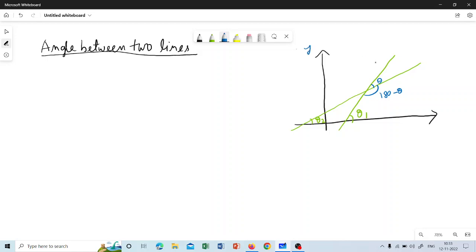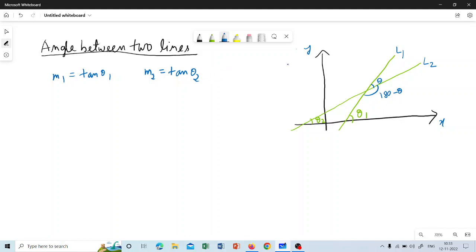Label the axes as x and y. Consider that theta 1 corresponds to line 1 and theta 2 corresponds to line 2. We know the slope of line 1, m1, is equal to tan theta 1, and also m2 is equal to tan theta 2. From the definition of slope, this is very clear.